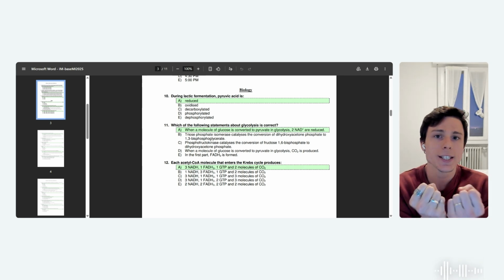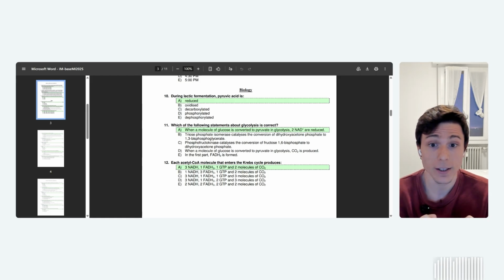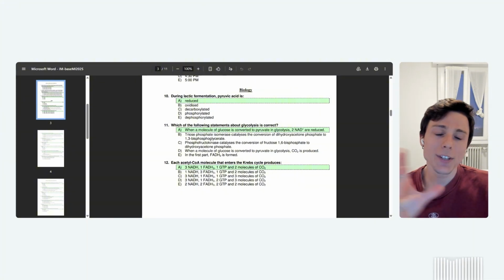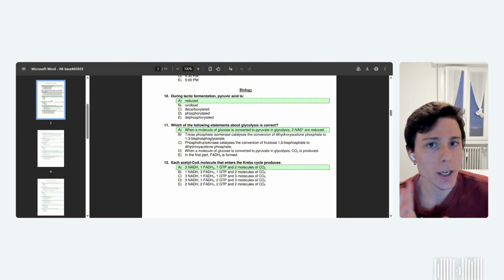The idea is to receive the electrons. And if it's receiving the electrons, the answer here is straightforward. It's going to be reduced so the NADH can be oxidized. If you have this clear in your mind, you will not be caught by surprise.